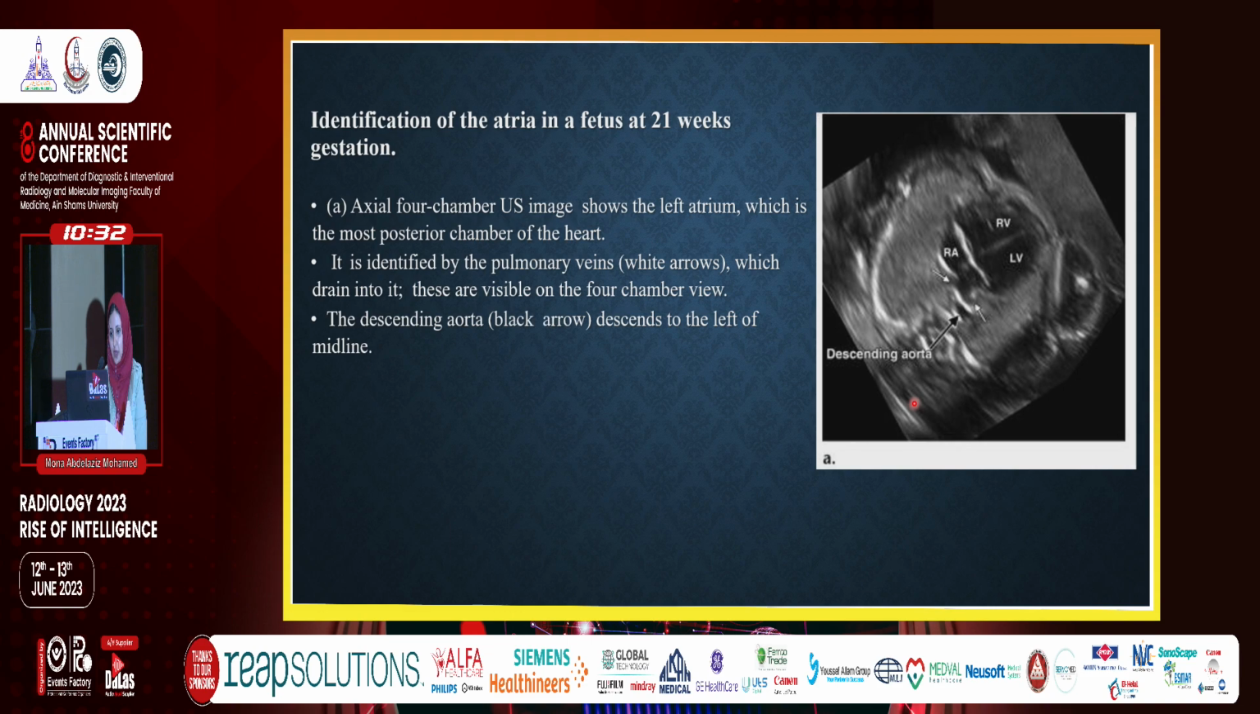Second, we can determine the atria. The identification of the atria also is done by the four-chamber view. We determine the atria by the drainage of the veins inside them. Here we can determine the left atrium by the drainage of the four pulmonary veins inside it, which are determined by this white arrow. And while the right atrium couldn't be seen on this plane, it is better to be assessed on the bicaval view.